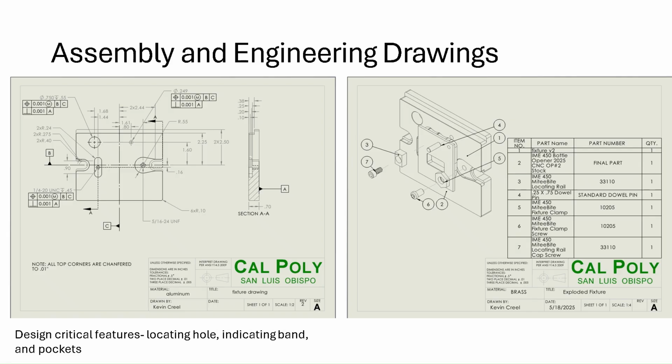The part drawing on the left gives us our datums and GD&Ts for holes and critical features. The assembly drawing on the right gives us our important parts like locating rail, dowel pin, and clamp, and all the screws necessary for mounting everything to the fixture.